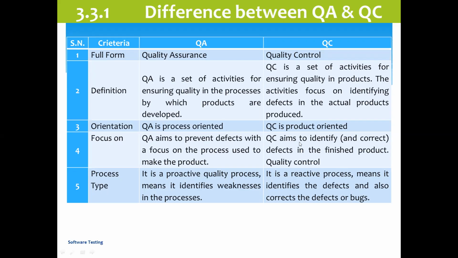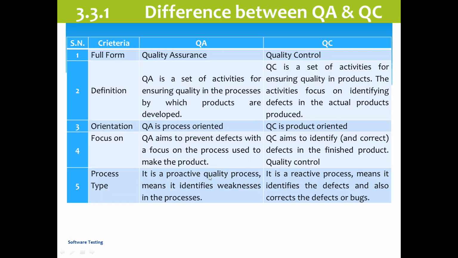What we are applying, using some tool and handing over to development, that is QC. Then the process type: it is a proactive quality process, meaning it identifies weakness in the process. Whatever process you are using, whether it is weak, good, bad, strong, quality, needs to be identified here. If the process is not good, then other things are also not good, because these are the initial phases only. QA to QC, QC to testing, it will come.